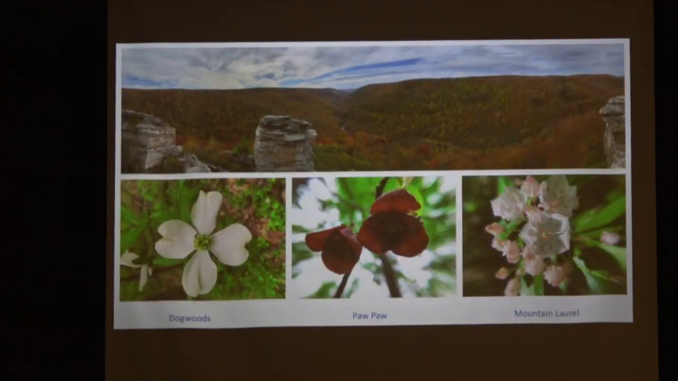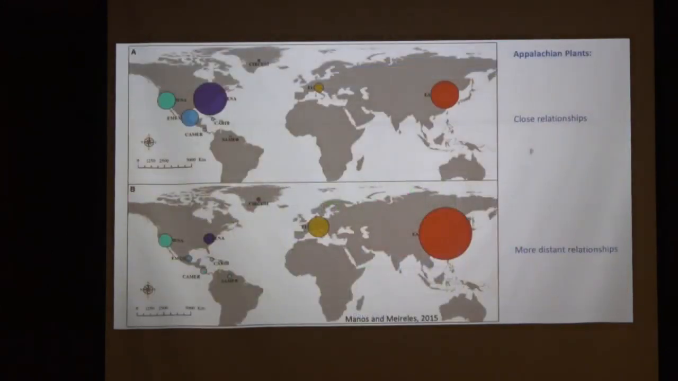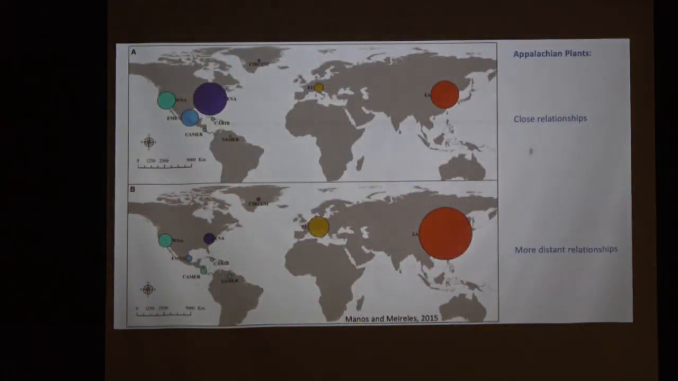Just some more pictures. Dogwoods. Dogwoods are iconic and emblematic of Asia as well, and the mountain laurels. So there's this strong connection and influence of the rest of the world, or at least Asia and Europe, on the flora of this part of northeast US.